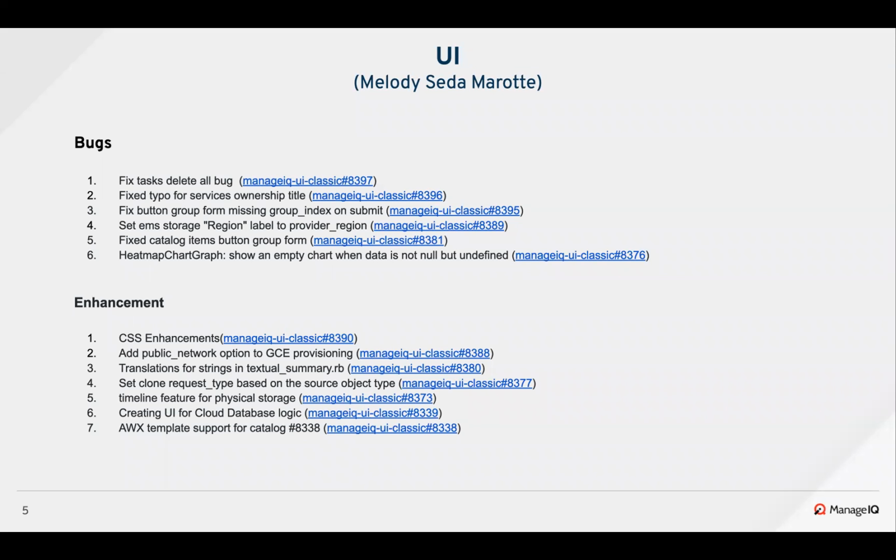Thanks, Jason. So in this sprint, 18 PRs got merged into the UI Classic repo, out of which 6 were bugs, 8 were enhancements, 2 were technical debt, and the final 2 fall into miscellaneous categories. And I can go ahead and explain them in the following slides.